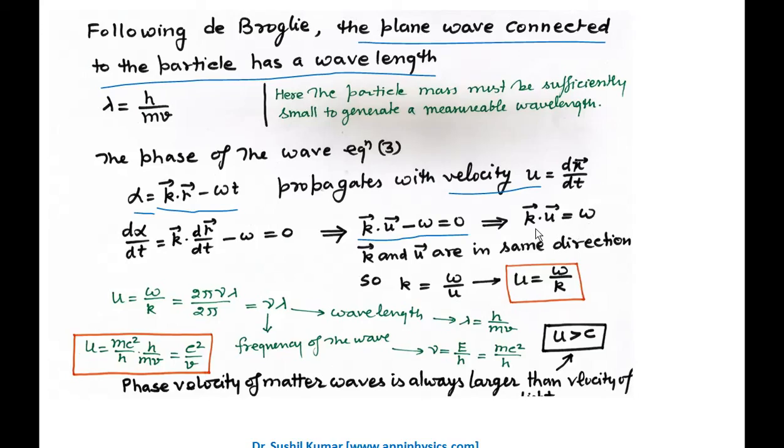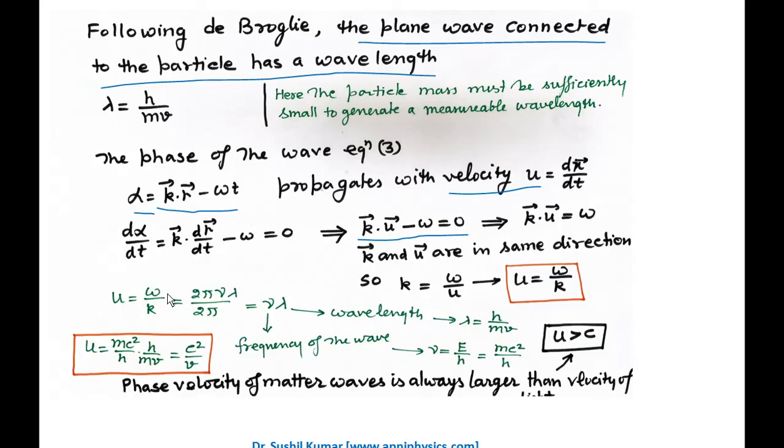So now the velocity of the wave and the wave vector both are in the same direction, so the angle between them will be equal to 0 degrees. So k dot u is equal to k u in terms of the magnitude. So one can write that u is equal to omega upon k, where u is the velocity of the wave, omega is the angular frequency, and k is the wave vector.